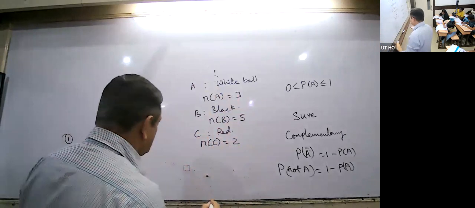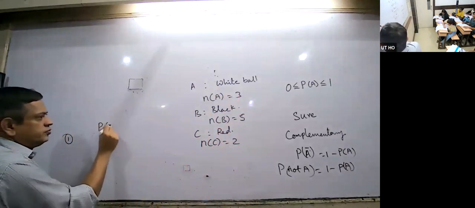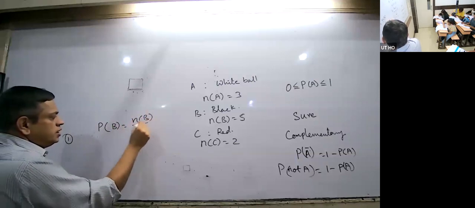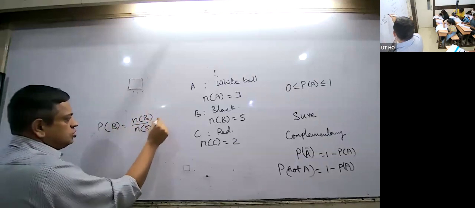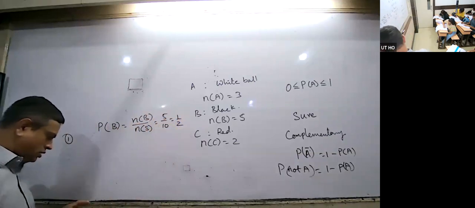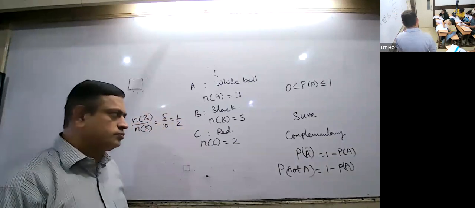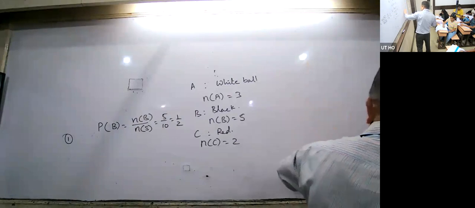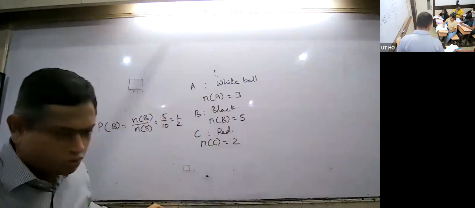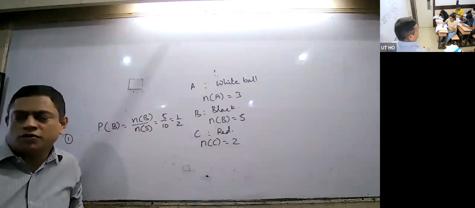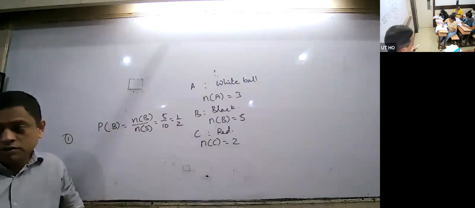A black ball. So then you will write P(B) equal to n(B) divided by n(S), equal to 5 by 10, which is 1 by 2. Are you all followed, how to write this? Sir, is it necessary to show n(B)? Yes, sir, basic steps are required. If you just directly write 5 by 10, 1 by 2, teachers may not give full marks.